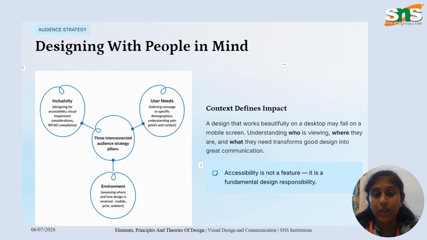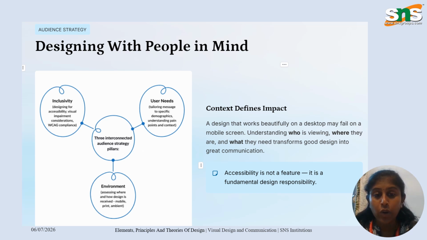Effective design always begins with understanding the audience. There are three important audience strategy pillars. The first is inclusivity. A design should be accessible to everyone, including people with visual impairment, and should follow accessibility guidelines wherever possible. The second is user need. Designers should understand who the users are, their expectations, and the problem they are trying to solve.